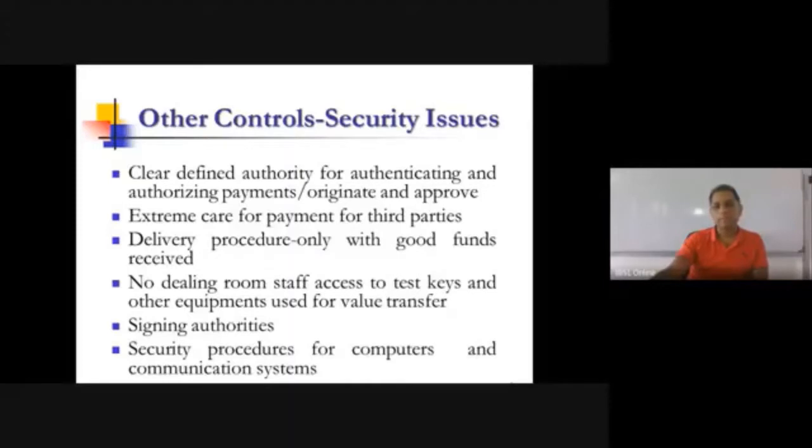All this is about making sure the person who is dealing and the person who is processing are two different people. Dealing room staff cannot have access to test keys because they shouldn't be able to process confirmations. They shouldn't be able to sign off on confirmations. They shouldn't be able to access the back office or front and middle office processing systems.